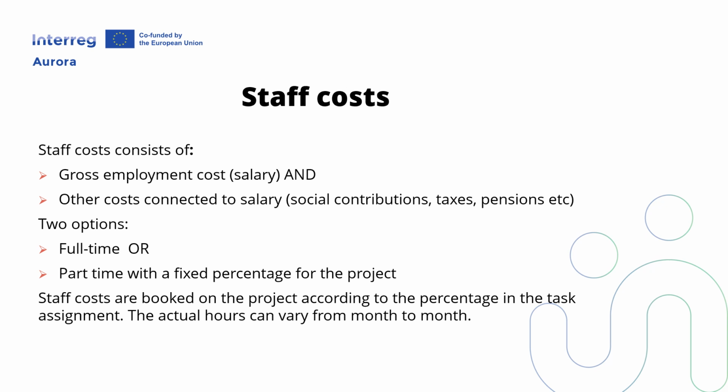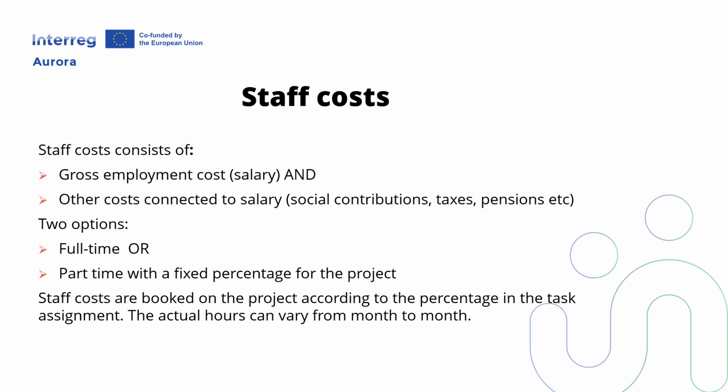A key document for the fixed percentage is the task assignment document where the percentage is stated. The staff cost should be booked on the project according to the percentage in the task assignment. The actual hours worked in the project can vary from month to month. No one will check the actual hours spent per day or week. The check will be that the percentage in the task assignment corresponds to the cost in the project account.